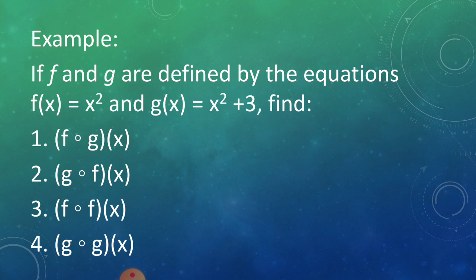Example: if f and g are defined by the equations f of x is equal to x squared and g of x is equal to x squared plus 3, find f composed with g of x, g composed with f of x, f composed with f of x, and g composed with g of x.